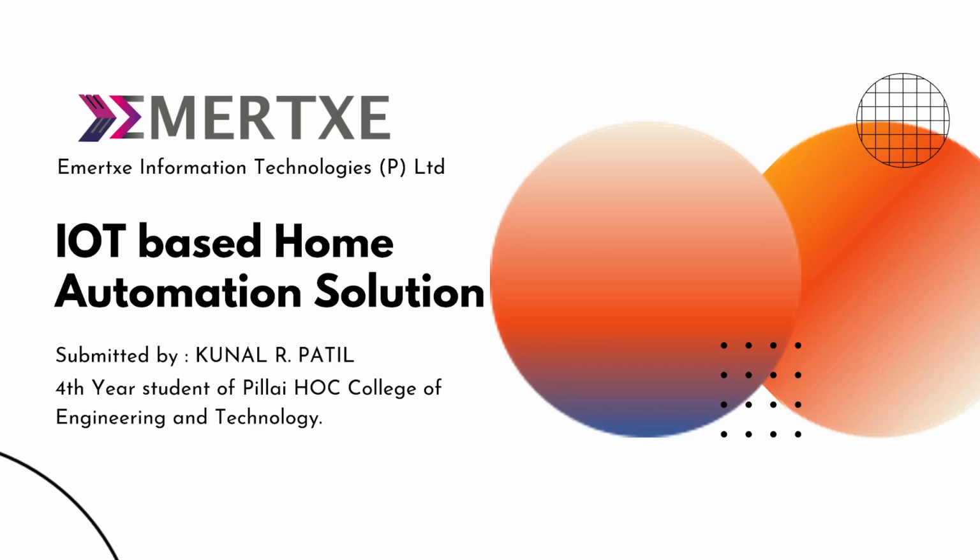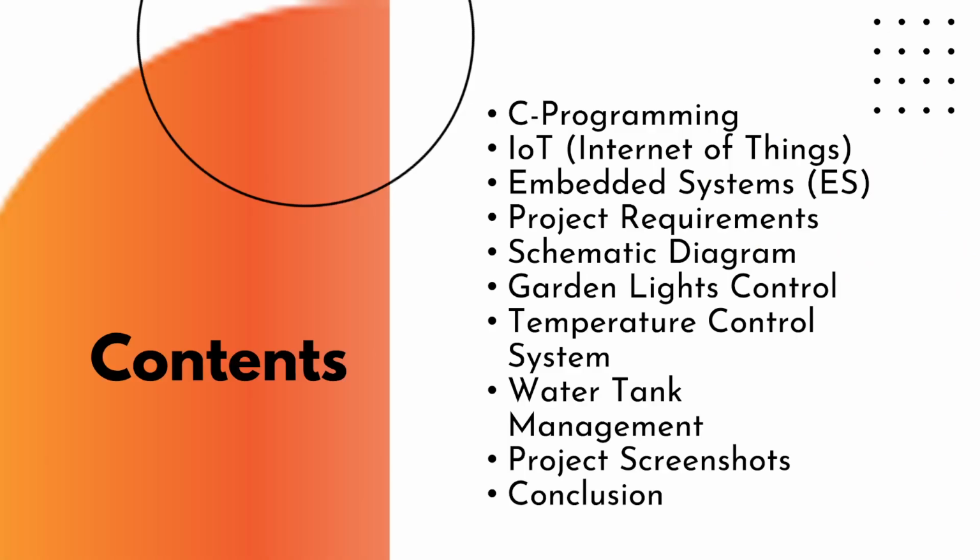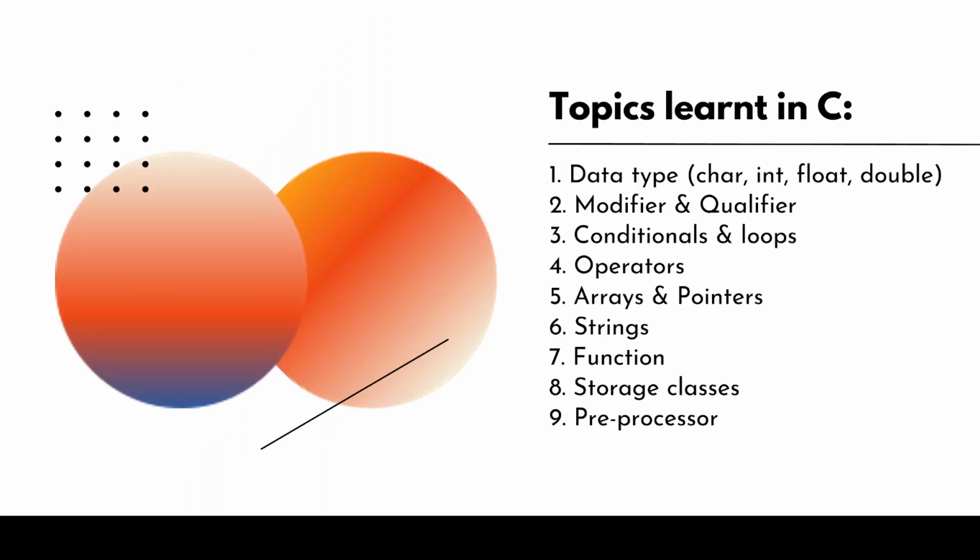The topic of the project is IoT-based home automation solution. Let's delve into the presentation, and later I'm going to show you the working of the project as well. First, let us go through the contents of the presentation. Here are the contents, which include C programming, IoT, embedded systems, project requirements, schematic diagrams, garden light control, temperature system control, water tank management, project screenshots, conclusion. All right, let's dive into it.